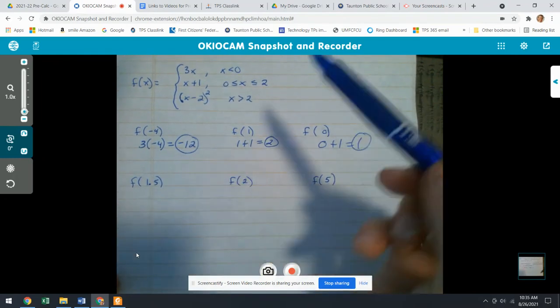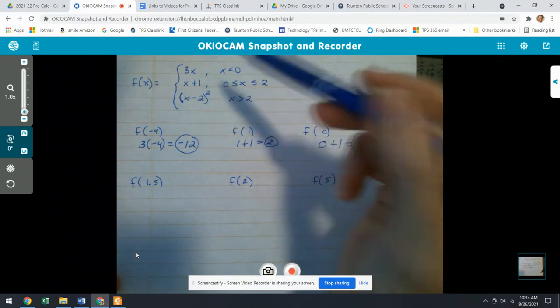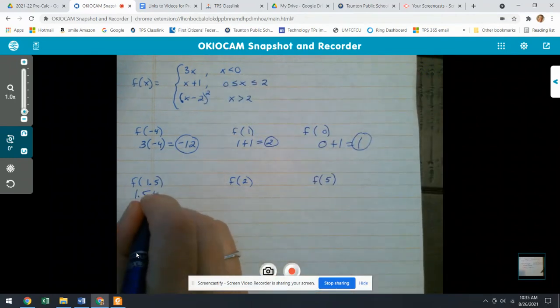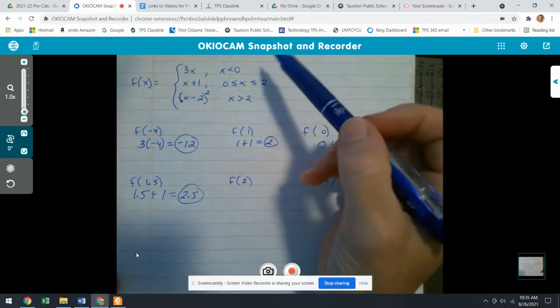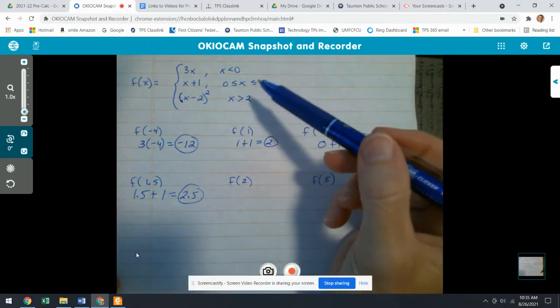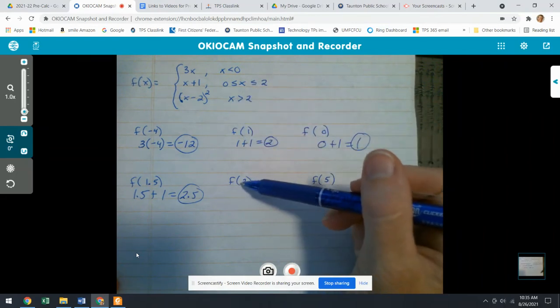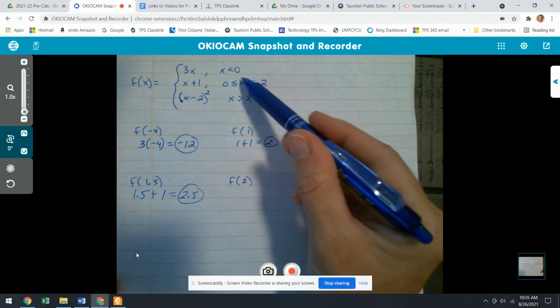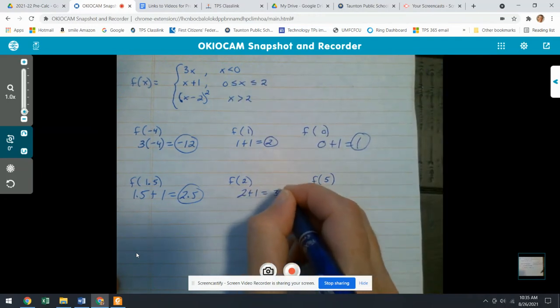F of 1.5, so where is 1.5? It falls in this interval as an x value. So we'll have 1.5 plus 1. F of 2, again, I picked this just to make sure you can differentiate. You have to really pay attention to what these inequalities are. F of 2, where x equals 2, that's going to be this interval. So 2 plus 1 is 3.